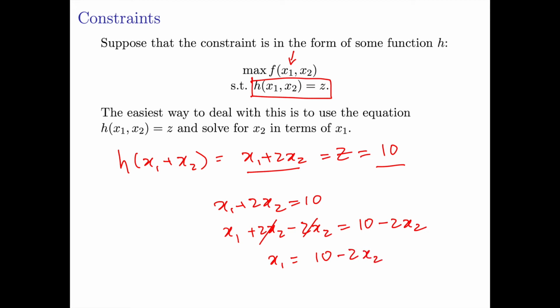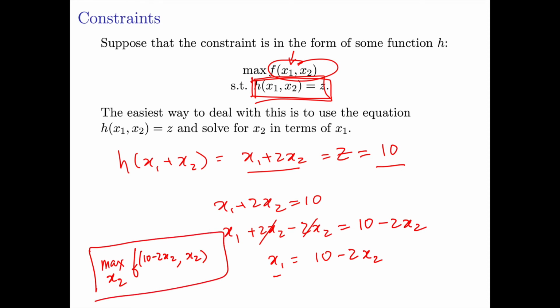So this is how you can solve this equation that gives us the constraint for one variable in terms of another. So we solve for x1 in terms of x2, and then we plug that back into our function. So then we solve the following maximization problem. Choose x2 to maximize f of, remember x1 is 10 minus 2x2, and x2. So you've got this maximization problem of a single variable, and it's unconstrained, and we know how to do that.